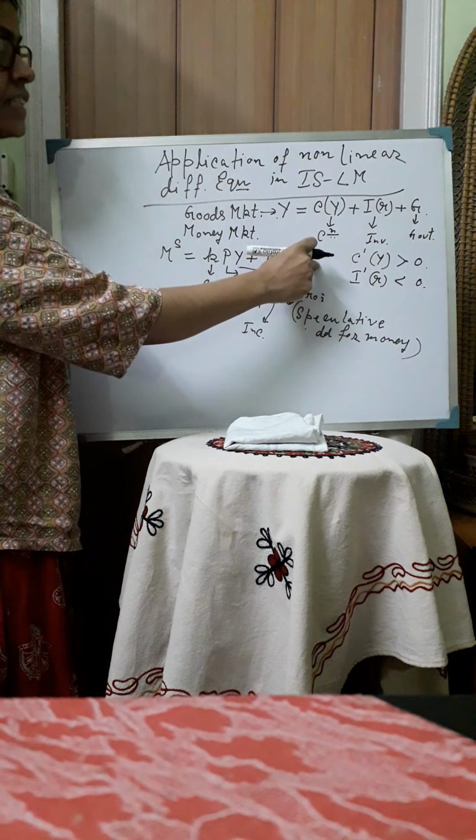So L2(R) is related to the rate of interest inversely. So here we can say that L2'(R) is less than 0. It means that if the market rate of interest rises, then L2(R) falls. So speculative demand for money is inversely related to the rate of interest, but transaction demand for money, which is represented by this term KPY, is directly related to income. So these two equations represent the goods market equilibrium and money market equilibrium. Now if the equality holds, then we can say that the goods market is in equilibrium and the money market is also in equilibrium.